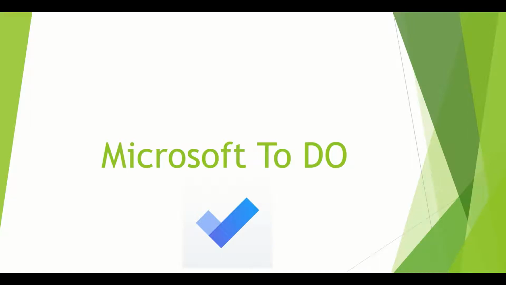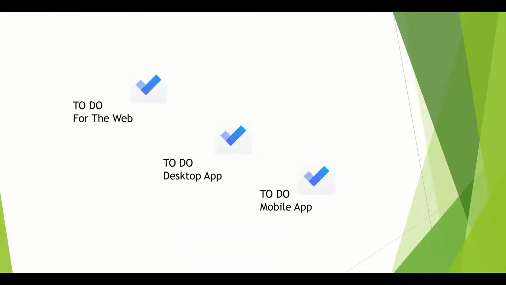So today we are going to learn about Microsoft To Do. Microsoft To Do is an application that enables us to plan for our events, and it exists on all the platforms. We can access it through a web browser. We can also download the app and install it on our desktop or mobile.